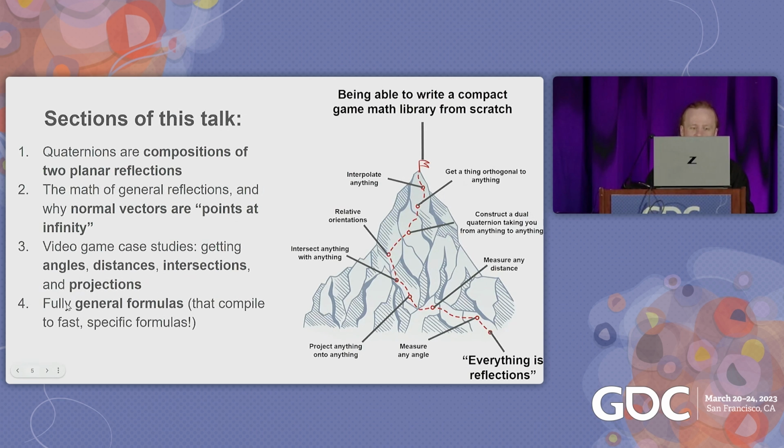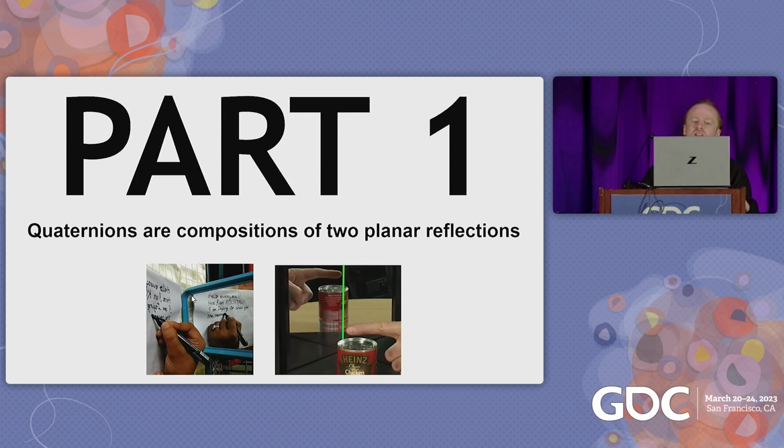And then we'll look at the fully general formulas that compile to fast specific formulas. And this is going to be, again, back to being a bit math heavy because we're going to try to generalize across points, lines, and planes, so it's not very easily visualizable. Well, it is visualizable, but you visualize it with specific examples. But yes, anyway. So part 1.